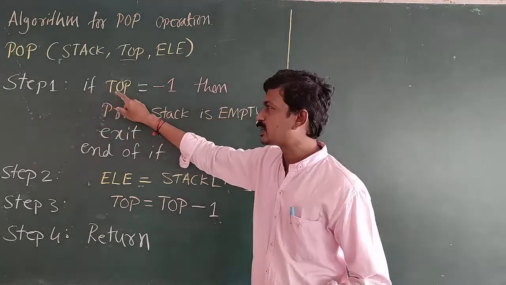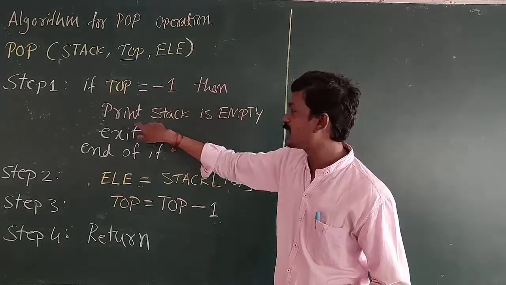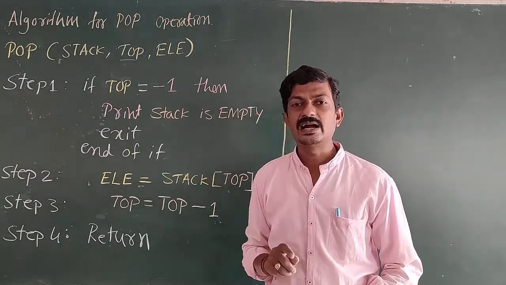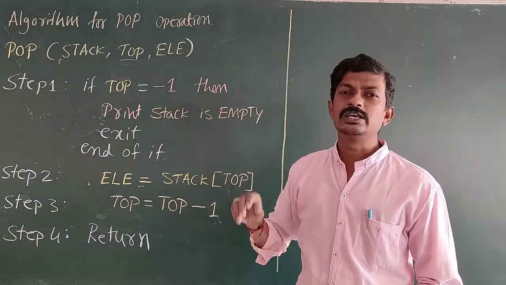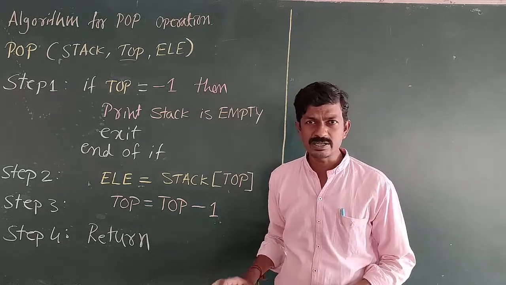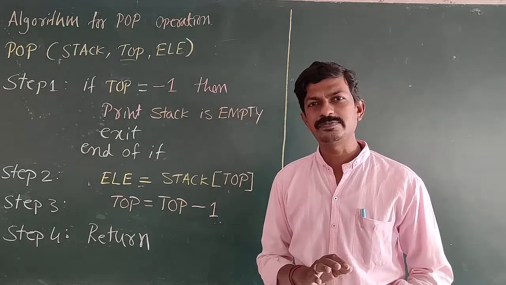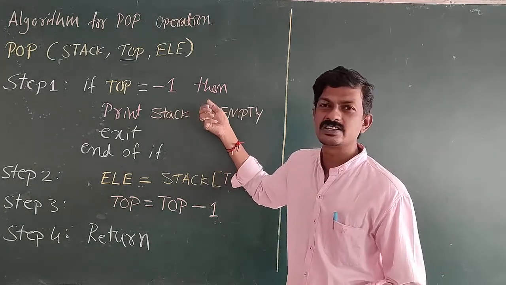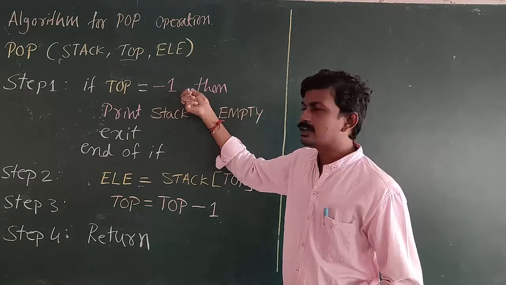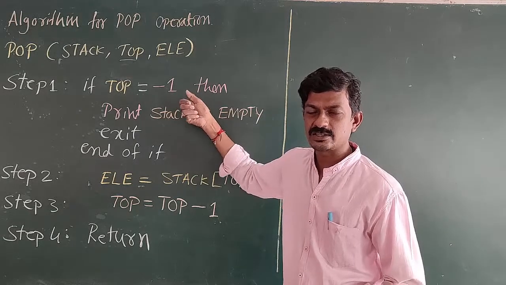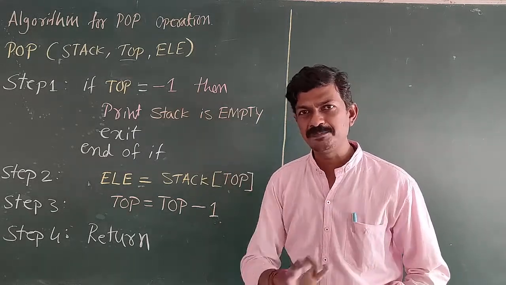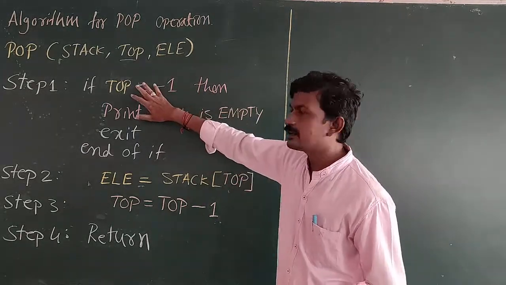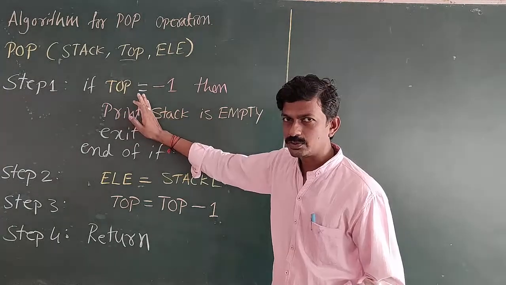Step 1: if top equal to -1, then print stack is empty. This is called underflow condition checking. Underflow condition checking is nothing but: if the stack does not contain any element, then it is not possible to delete an element from the stack data structure. It checks whether the stack is empty. If the stack is empty, it is not possible to delete.